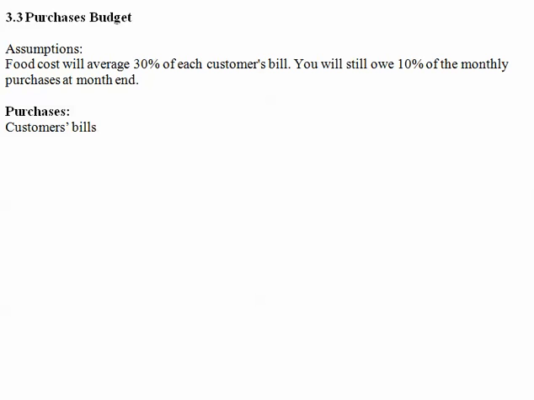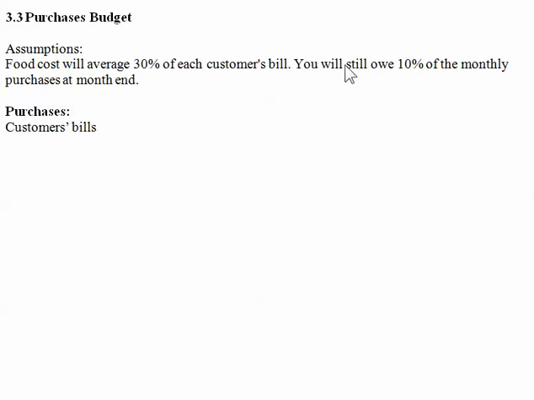All right, after you've prepared the sales budget and the cash collections budget, you can then prepare the purchases budget to see how much you need to purchase to support the level of sales that you expect. In this example, we have food costs averaging 30% of each customer's bill. Now, we're going to see later that this is a variable cost because the costs will increase as you have more customers. And customers, again, is our quantity in this example.